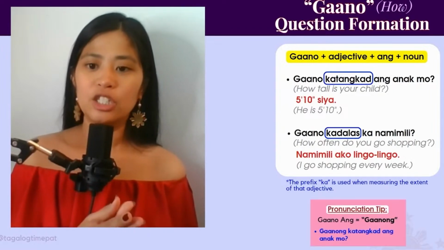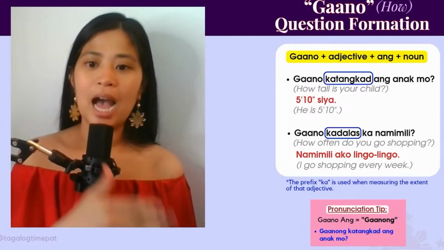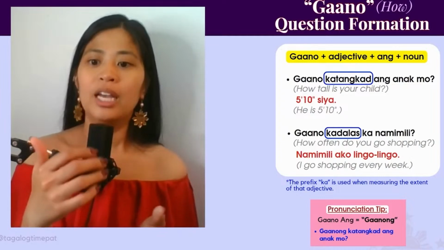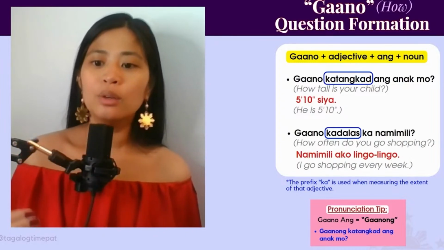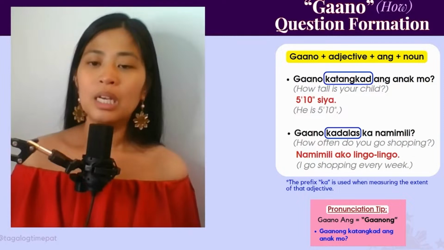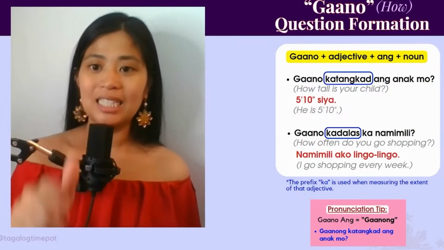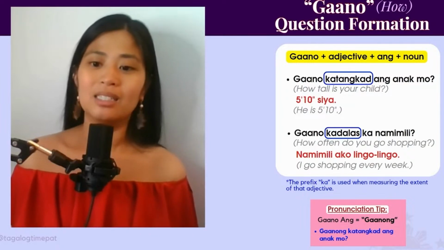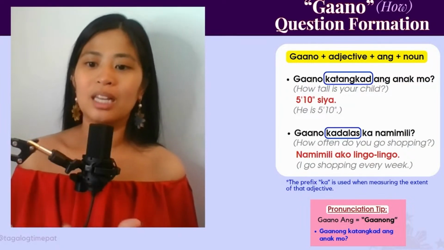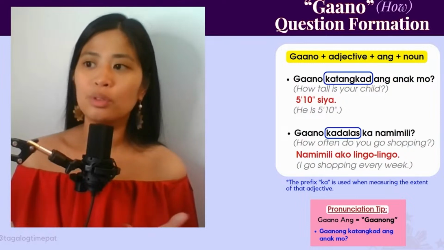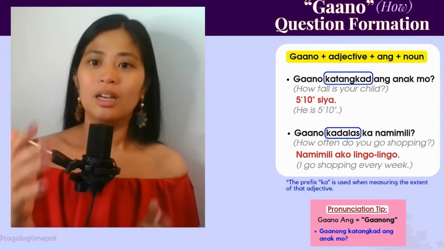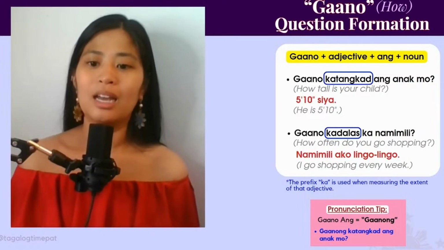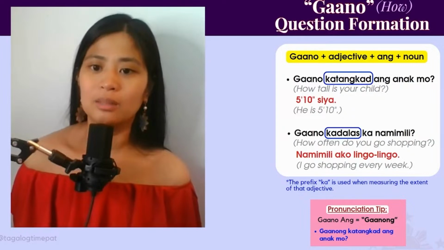And then just a pronunciation tip, if you happen to see gaano ang something, it's usually put together and it's gaanong. So gaanong katangkad ang anak mo? We didn't have ang in these examples because technically you don't need it, but some people add it still and it would be gaanong katangkad ang anak mo. So both of those are correct. Gaano katangkad ang anak mo or gaanong katangkad ang anak mo? Both of those are correct.